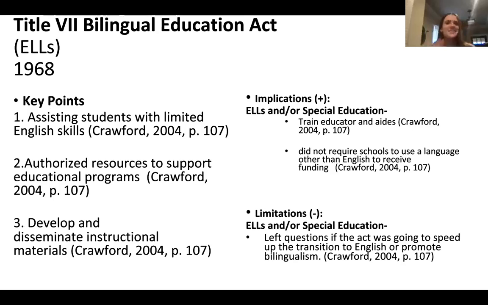So then there's the Bilingual Education Act. Some of the key points are that it assists students with limited English skills. It has authorized resources to support education programs. It develops and disseminates instructional materials. Some of its implications are that it trains educators and aides, and it does not require schools to use a language other than English to receive funding. Some of the limitations are that it left questions about whether the act was going to speed up the transition to English or promote bilingualism.